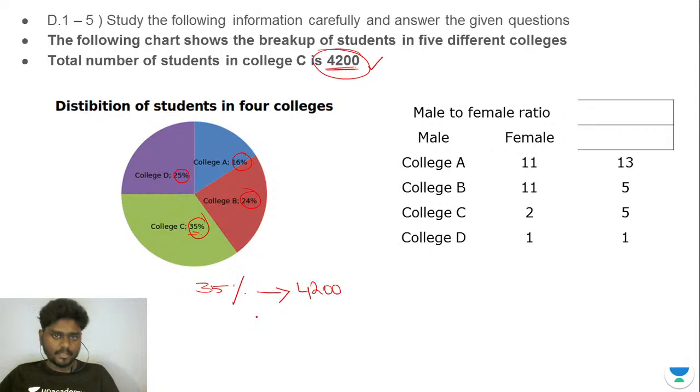Listen carefully. I know that 35% of the total students is 4,200. Then what will be the case for 100%? That's what you need to find. First, let's find the total number of students in all the 4 colleges. Just do it and tell me the right answer: the total number of students.